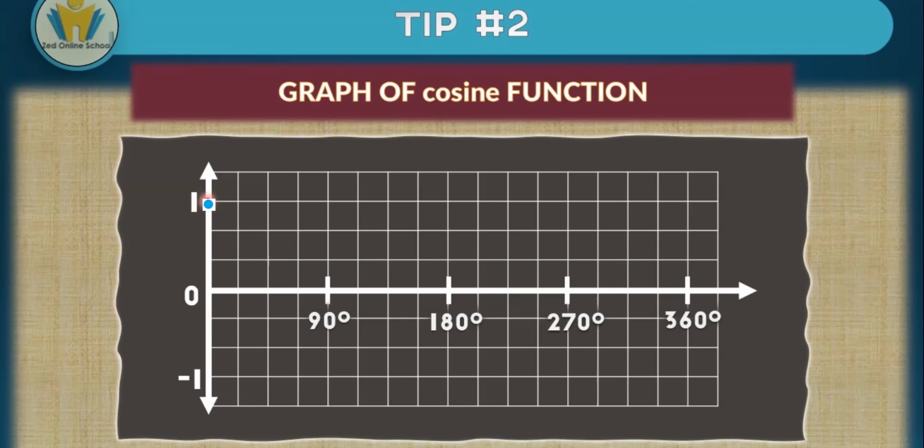So if our first point is here, the next one is going to be on 90, the next one is going to be on 180, and it's going to have -1 like that. And then the third one is going to be 270, back to the 0, 360, back to the 1. If we join those points, our cosine graph is going to look like this.